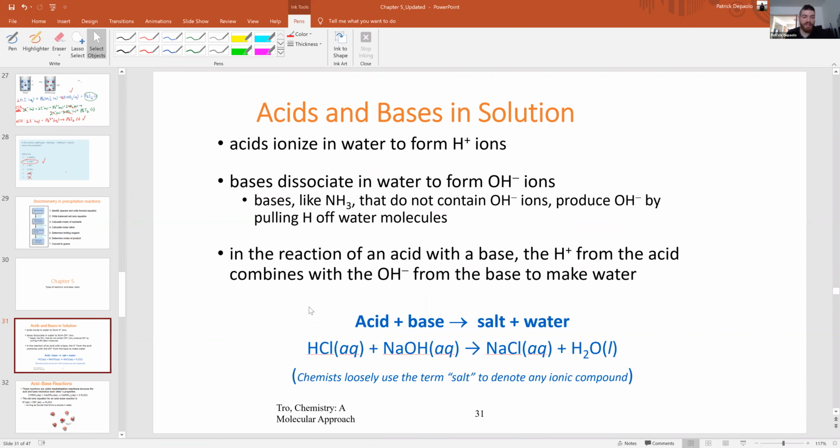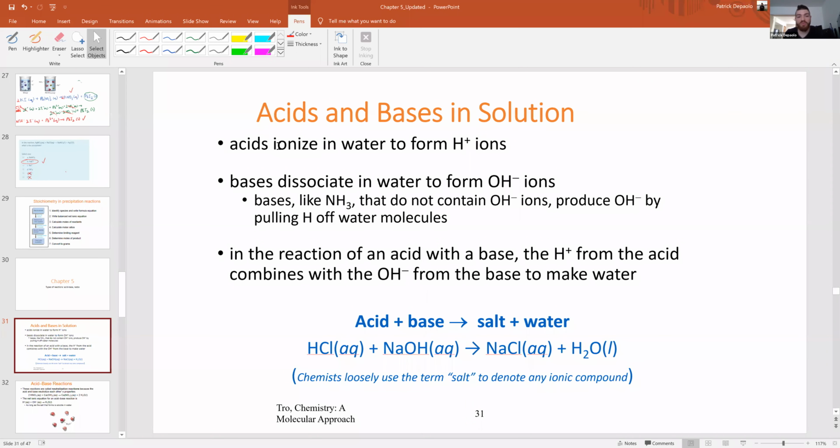Okay, so acids and bases. In the remaining 16 slides of the lecture, it's mostly review, so I'm going to go through it a little bit faster because we're almost done. Acids ionize in water and form the H+ ion. Bases dissociate and form OH-. These H+ and OH- are opposites. When they come together, you get water.